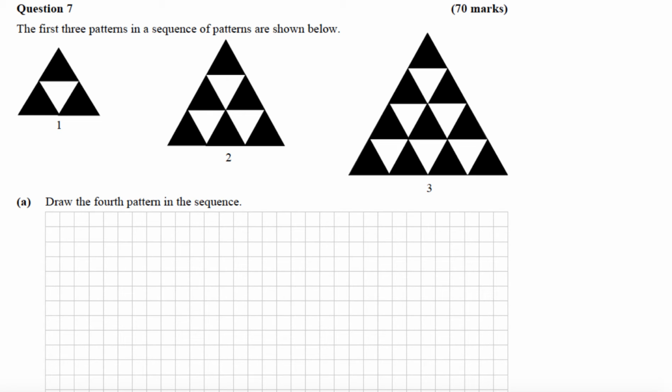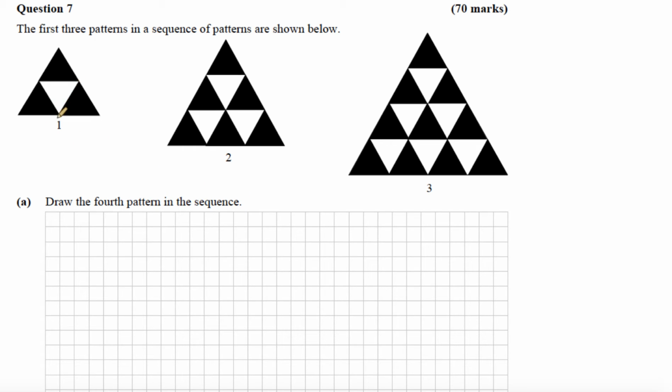So this is the 2015 Leaving Cert Ordinary Level Paper 1 and we're looking at question 7. The first 3 patterns in a sequence of patterns are shown below. So we have patterns of triangles, black and white. Part A says draw the 4th pattern in the sequence.